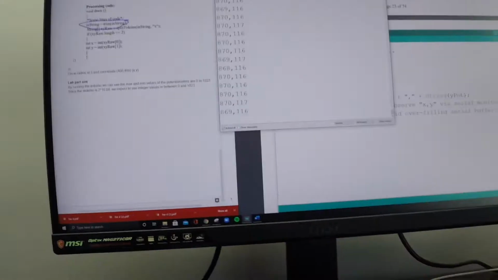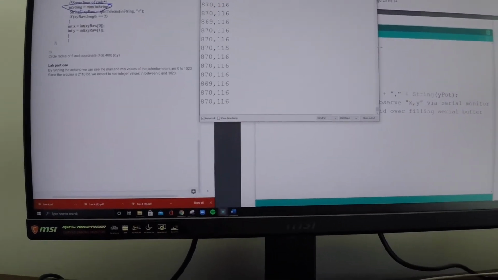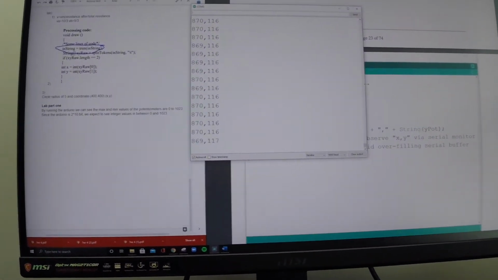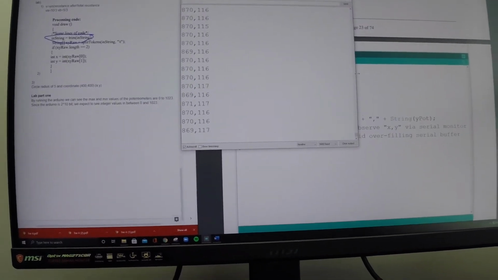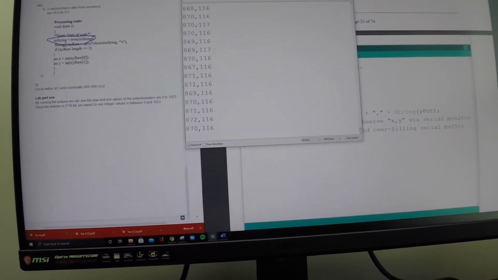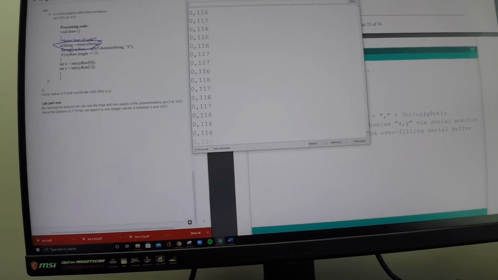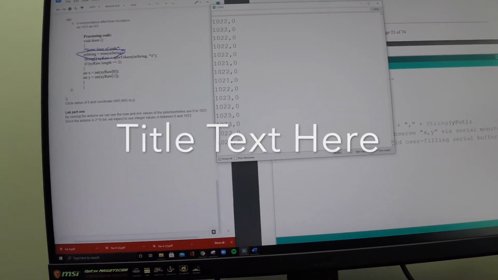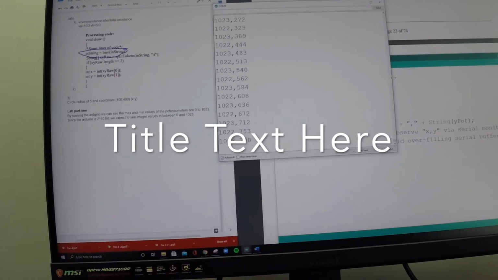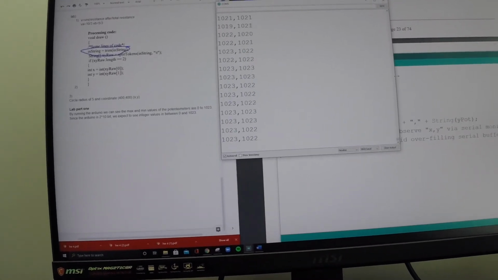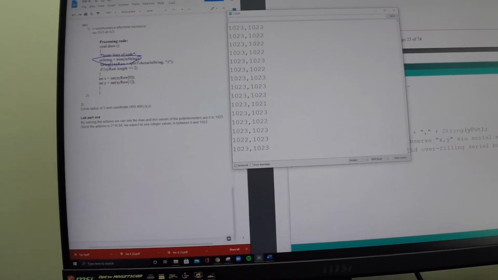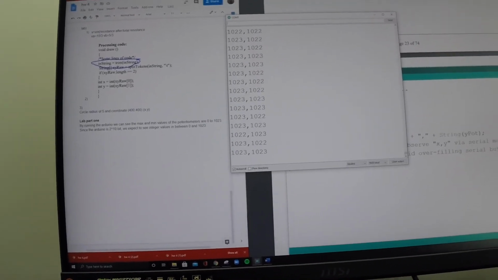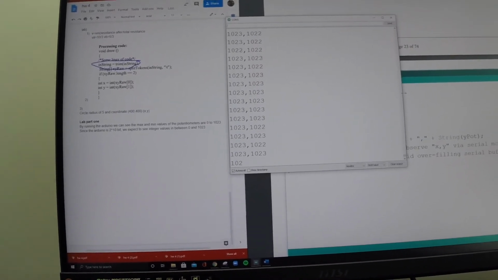And yeah. For the first part of lab 1, by running the Arduino code, we can see the max and min values of the potentiometers are from 0, both sides, all the way to 1023. Since the Arduino is a 2 to the 10 bit, we expect to see integer values between 0 and 1023.